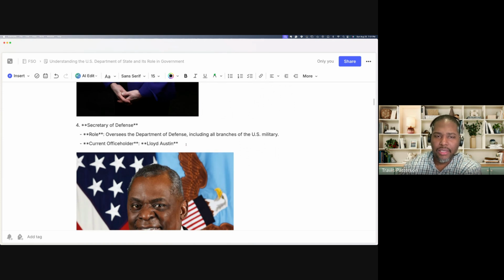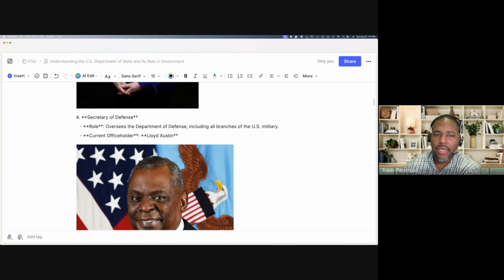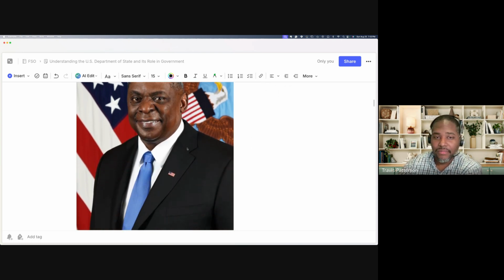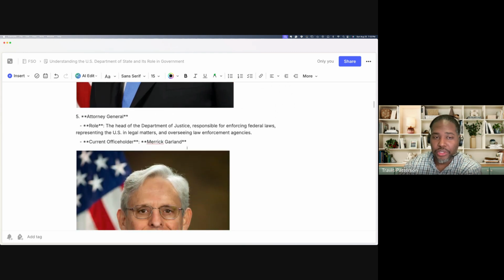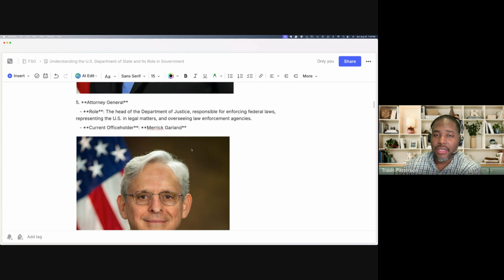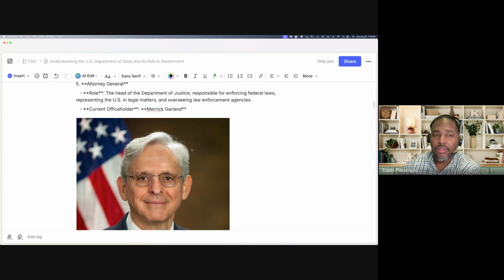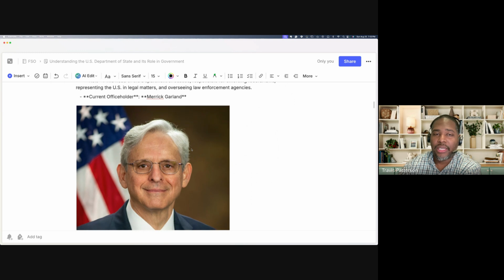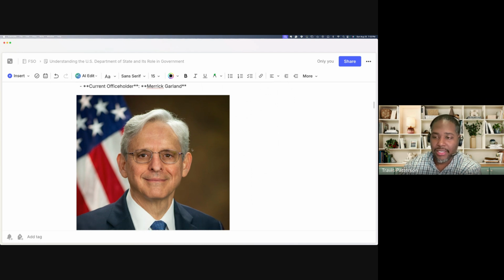Secretary of Defense, Lloyd Austin, oversees the Department of Defense, including all branches: the U.S. Navy, U.S. Air Force, the Space Force, U.S. Army, Marines. Attorney General Merrick Garland is the head of the Department of Justice, responsible for enforcing federal laws, representing the United States in legal matters, and overseeing law enforcement agencies.